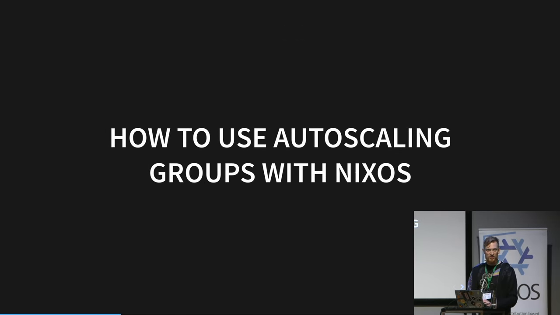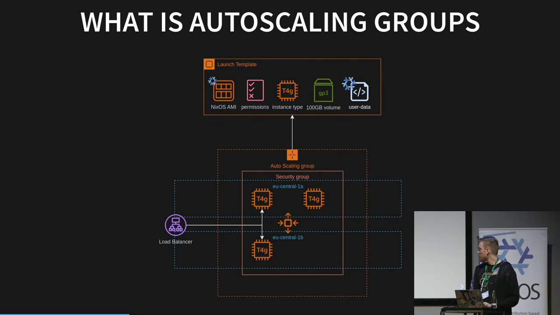So the next step is how do we then use these images to do deploys? How do we make autoscaling groups work with NixOS? So what is an autoscaling group? It's a fleet of instances with a common configuration called a launch template. And the launch template defines what image is being built, what are the permissions that the instance has, what is the instance type, how large is the disk. You can also attach arbitrary user data like tags or scripts to execute on startup.